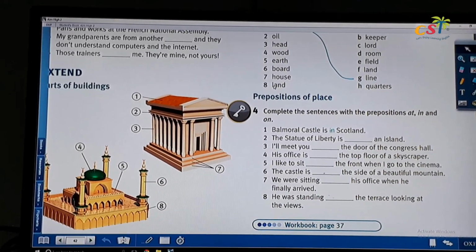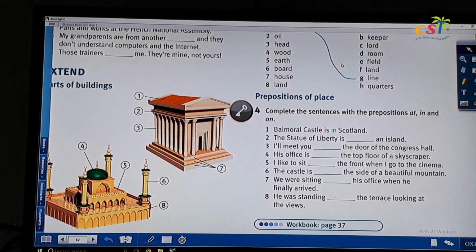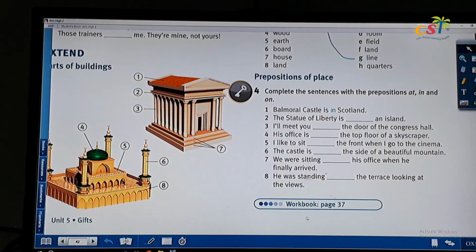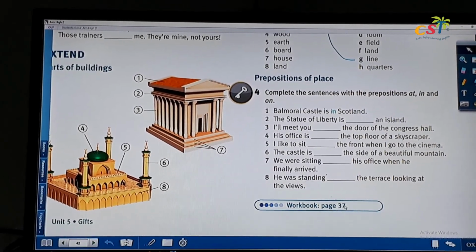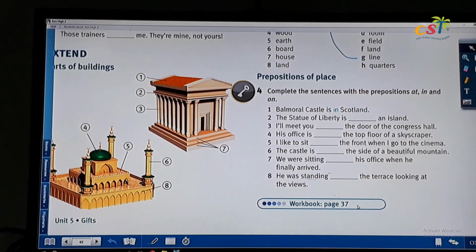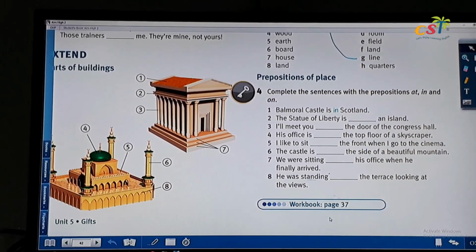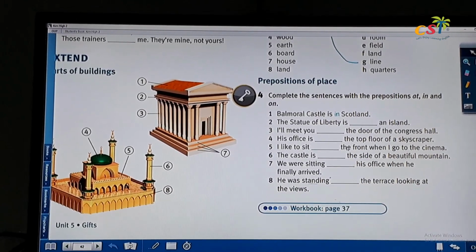Well done, Michelle. Now for your exercise, please do workbook page 37. Okay, workbook page 37.